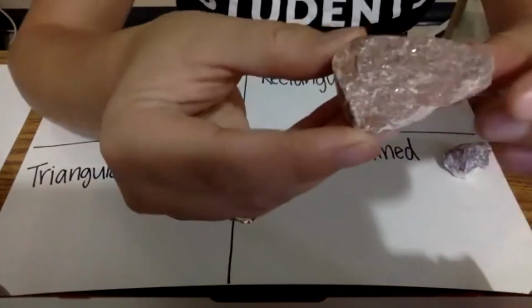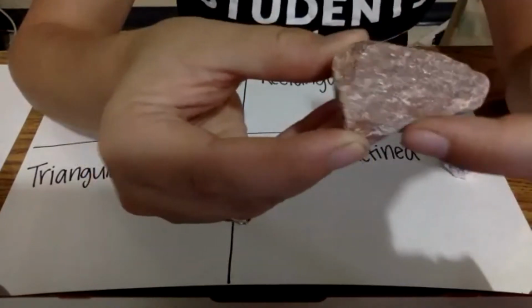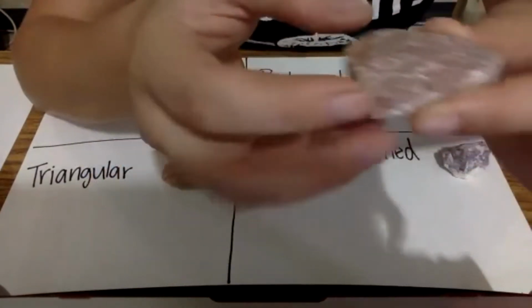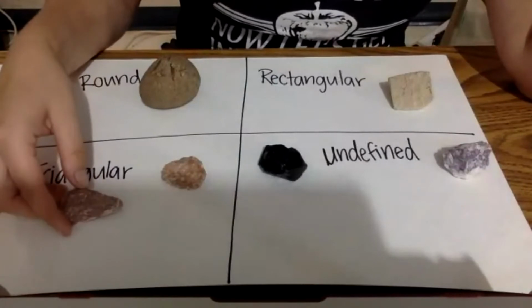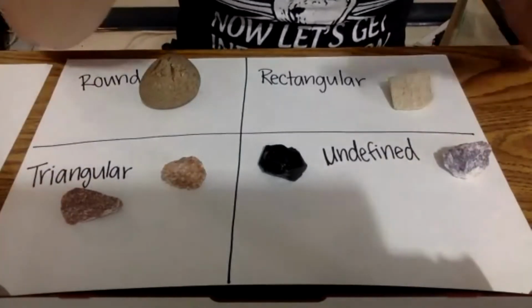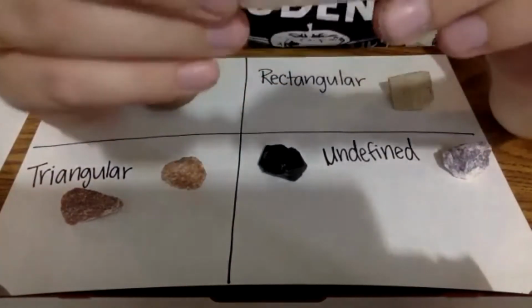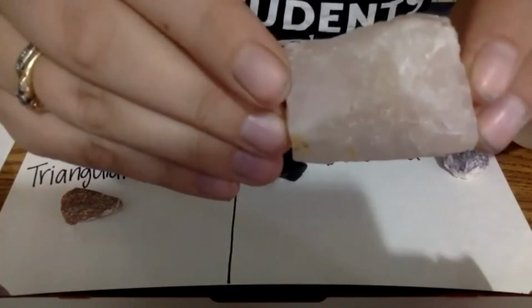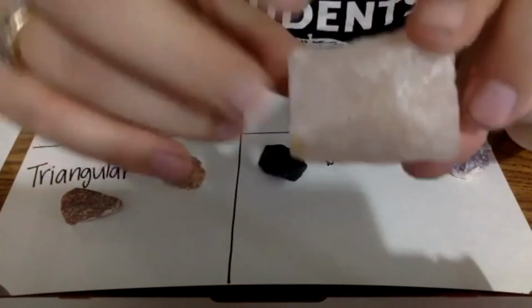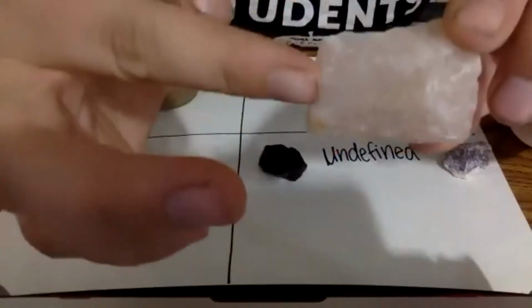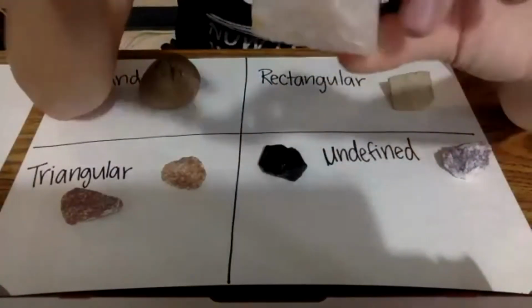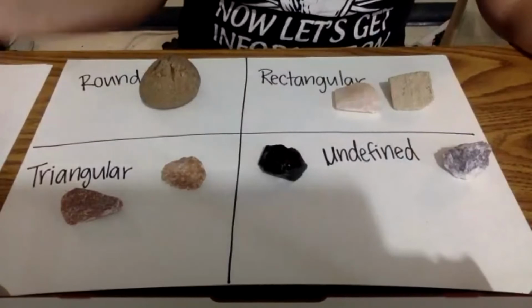Here's one, and it looks like it has 1, 2, 3 sides again. I think that one's kind of triangular. Then I've got a piece of quartz. And this one again looks like a rectangle to me because I see 1, 2, 3, 4 sides. So I'm going to put that in rectangle.